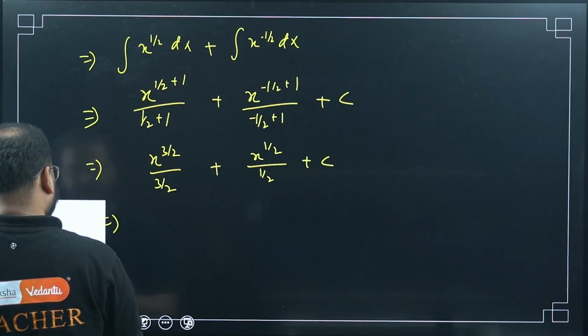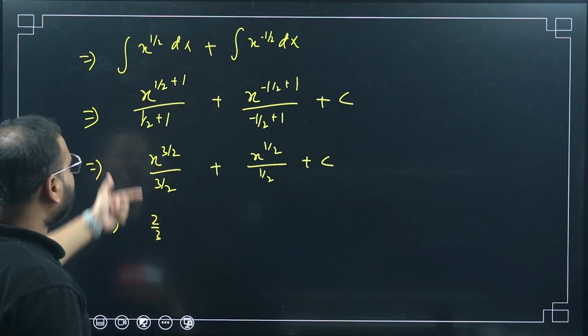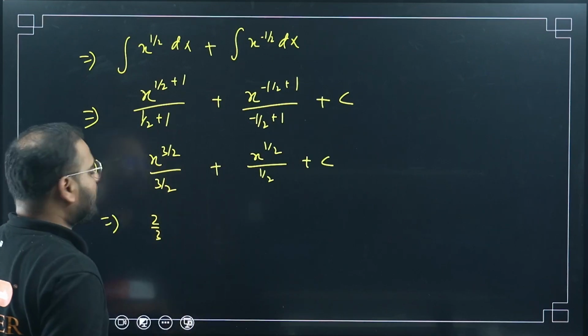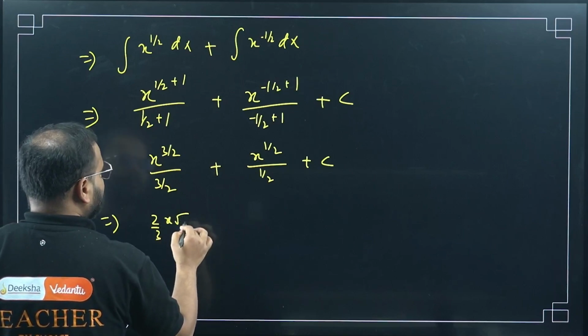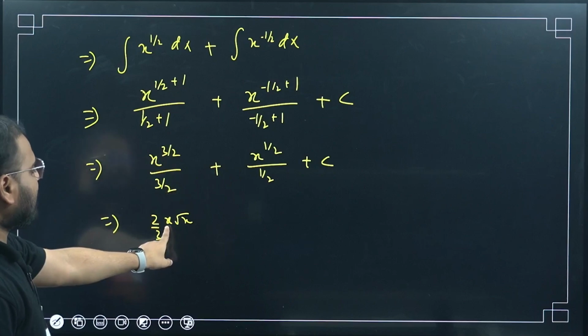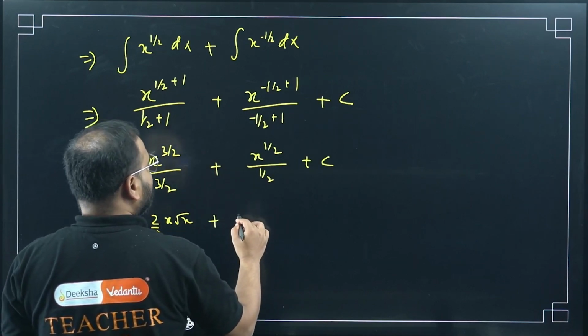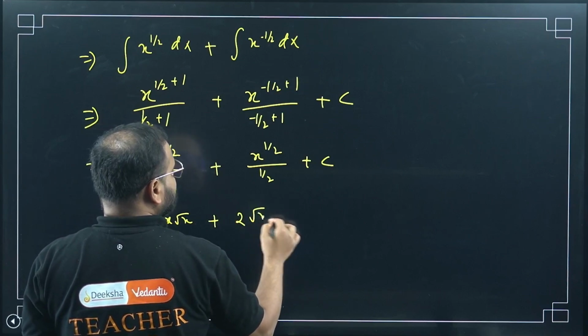Please check here. 2 by 3, because 3 by 2 is in the denominator, right? We'll go up and become 2 by 3. x power 3 by 2 means what? x root x. It means x root x. 1 by 2 plus 1, right? So 1 means x and 1 by 2 means root x. And over here simply it will be 2 root x plus c.